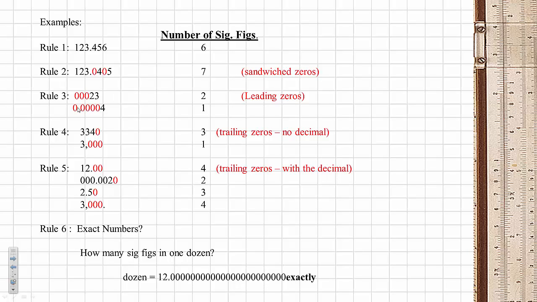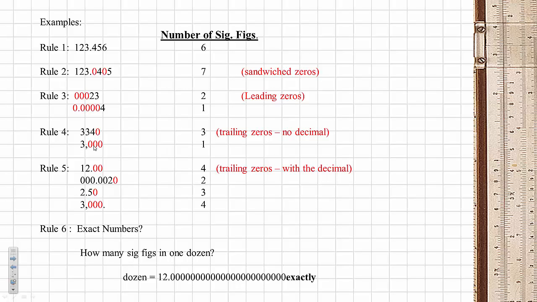0.00004, none of these are significant, it's just the 4, so there's 1 sig fig. Trailing zeros, kind of depends. If there's no decimal place, it's not. So 334 has 3 sig figs. 3,000 just has 1. Now, think about this.